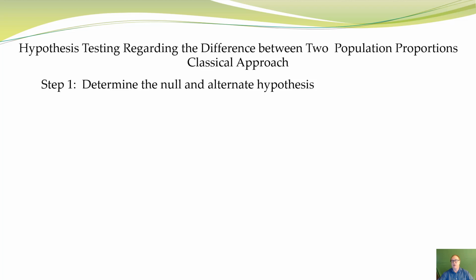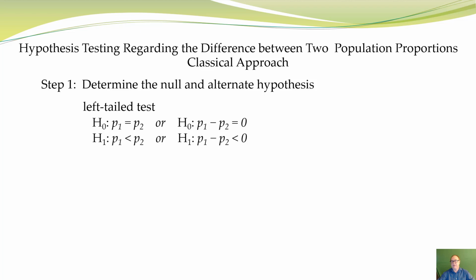For example, determine the null or alternate hypothesis. In this case, if it's a left-tailed test, now we have two populations. So what we want to do is compare population 1 to population 2. So the null hypothesis will be that the proportion in population 1 is equal to the proportion in population 2. Remember, the null hypothesis always equals. So we have p sub 1 equals p sub 2. Or that could be p1 minus p sub 2 equals 0. If they're equal, you subtract them, you should get 0.